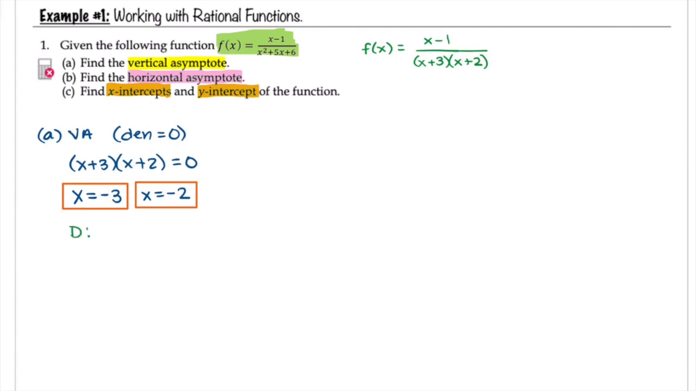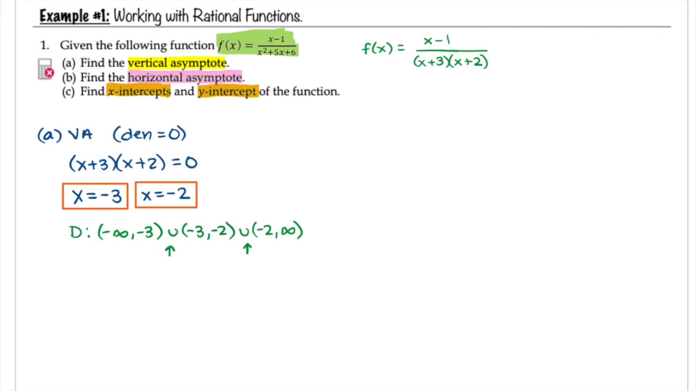The domain would be from negative infinity to -3, union from -3 to -2, union from -2 to positive infinity. So we would have two walls. Our walls would be somewhere here and somewhere here, our vertical asymptotes.